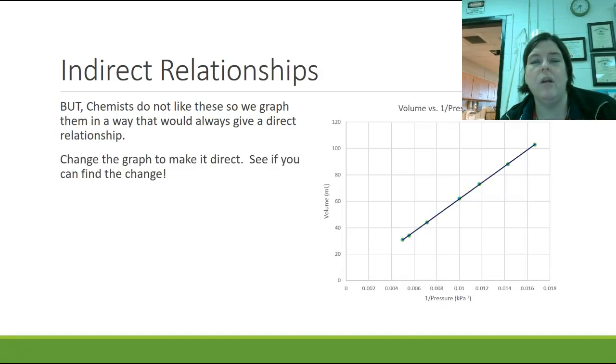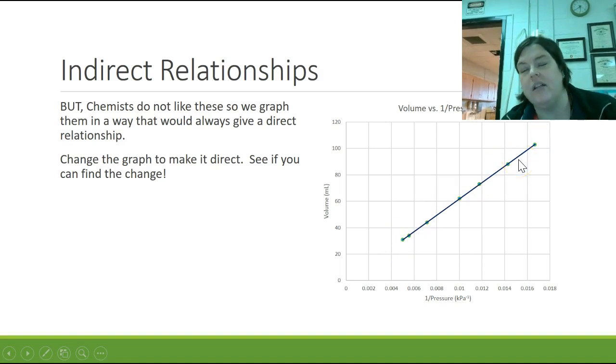Okay, so how do we change an indirect graph to make it more direct? Chemists love doing this because what we like is we like straight lines and we like straight line relationships. So what we tend to do is we change it so we get a straight line relationship. In this case, we took volume versus 1 over pressure. We changed it to the reciprocal of pressure. In other words, we put 1 over pressure. And when we do that, we get volume increasing as 1 over pressure increases. And this gives us a straight line, whereas the other one was a curve.